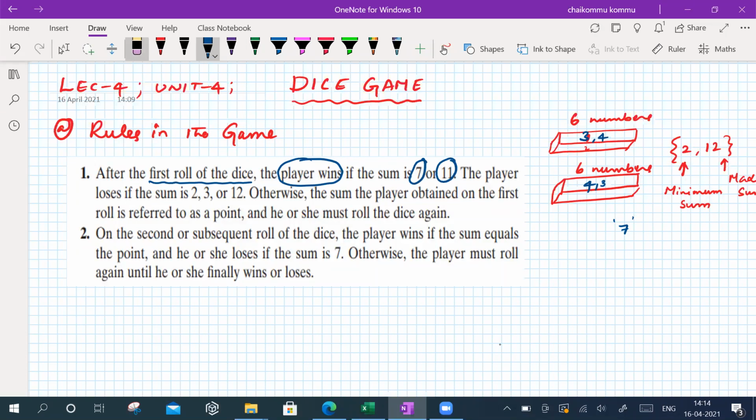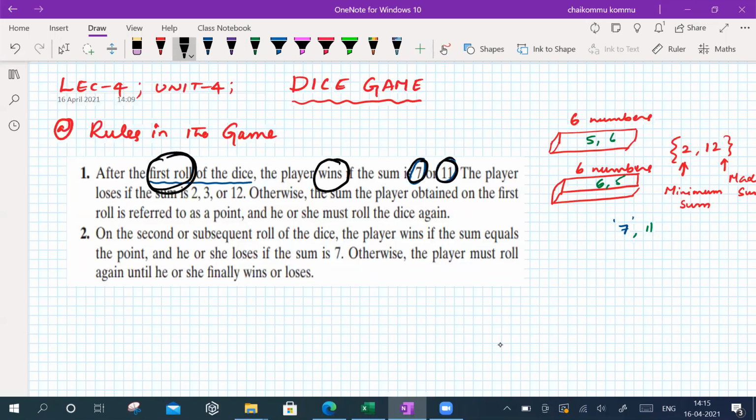For example, this is 5 and this is 6. So what is the sum value? 11. It may be 6 and 5, whatever it may be, we can find it is 11. So the first time you roll the dice, if you find 7 or 11, you win the game. That is what you have to remember: we consider the first roll, and the sum value should be 7 or 11.